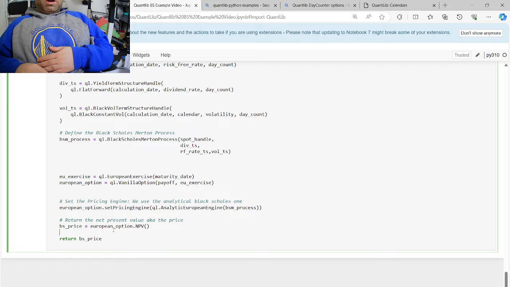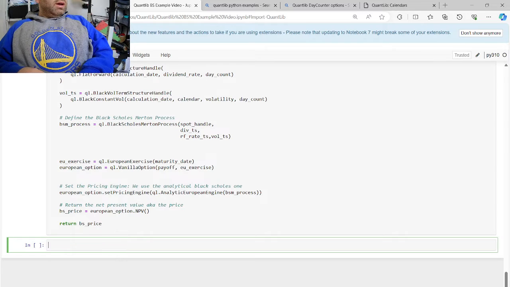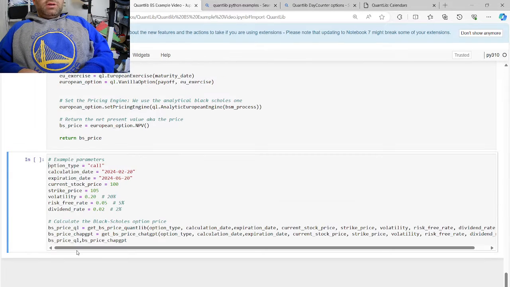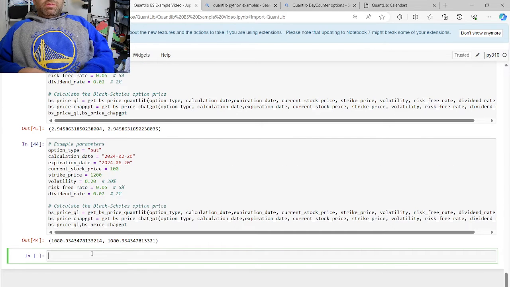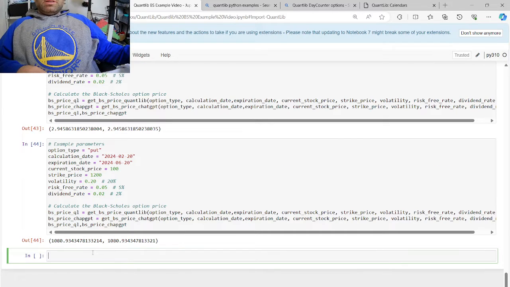We get the price by doing dot net present value, and now we compare the two: the ChatGPT version and the regular QuantLib version. They're very similar, with slight numerical differences at the end. That's for call options. Let's just do a random put value. Very similar. Anyways, this is just an introduction to QuantLib.